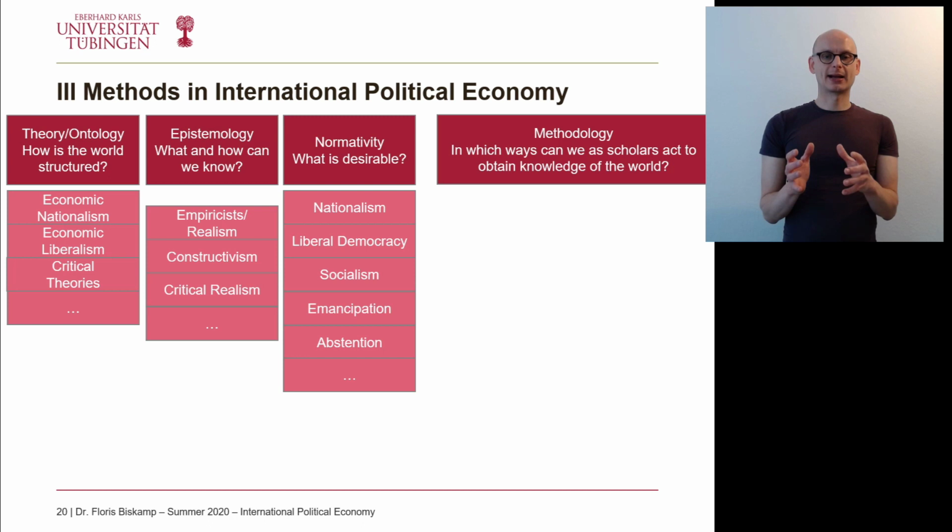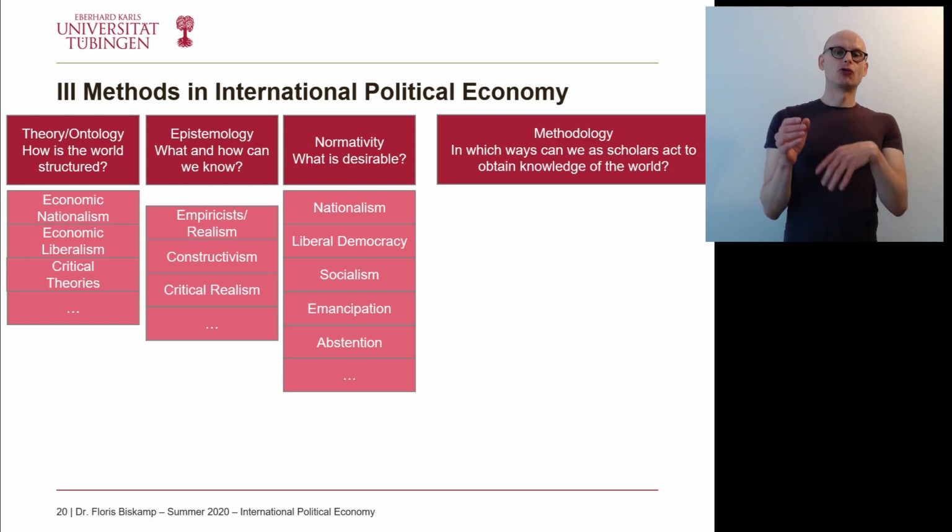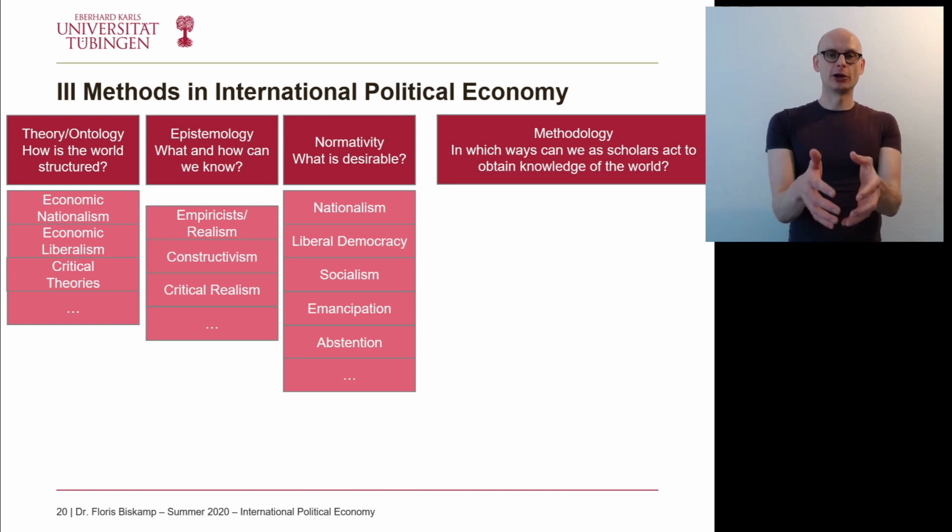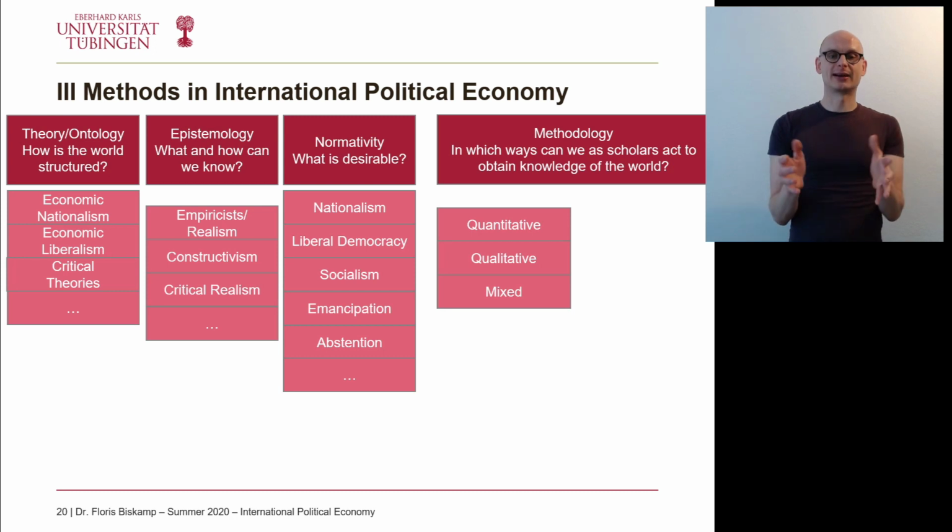And finally, we can come to methodology, which relates to the other three dimensions, but is not directly derived from them. And in methodology, you ask, in which ways can we as scholars act to obtain knowledge of the world and then produce texts that we would consider scholarly texts that are worthy of being published in an academic journal, for example. And here you have quite a few decisions to make. For example, you can decide whether or not you do quantitative work, qualitative work, or mixed work.